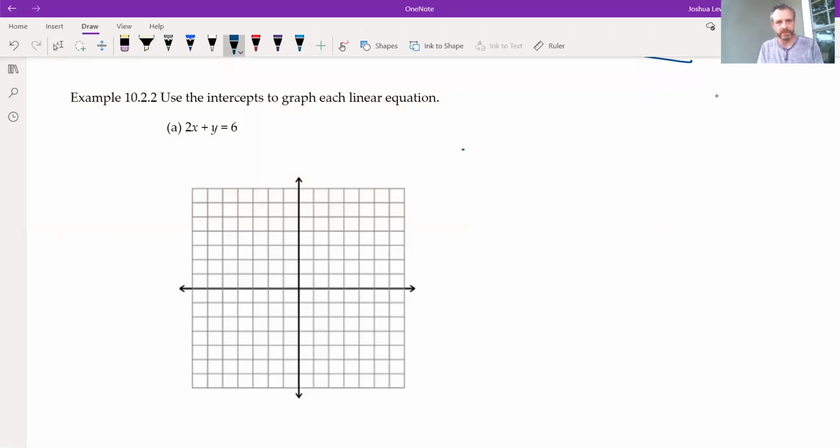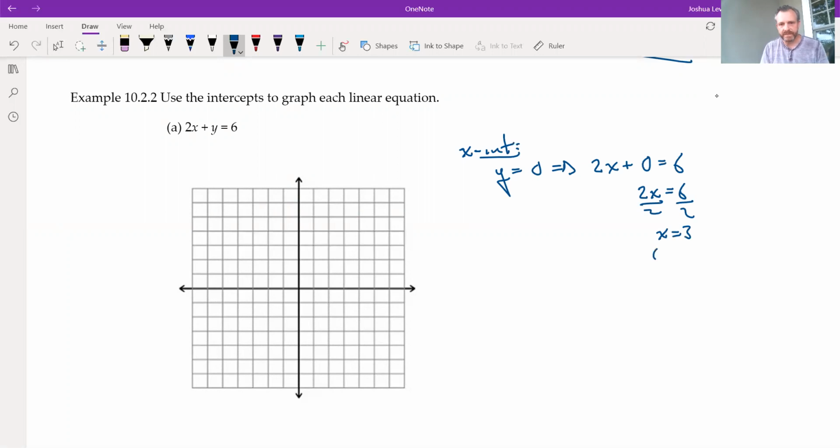So let's take a look here. 2x plus y equals 6. First, I'm going to find the x-intercept. So the x-intercept means y equals 0. And so I get 2x plus 0 equals 6. So 2x equals 6, divide by 2, and we get x equals 3. Now remember, this is actually the point 3, 0. So go at this point and plot that point, okay? Don't wait, okay?